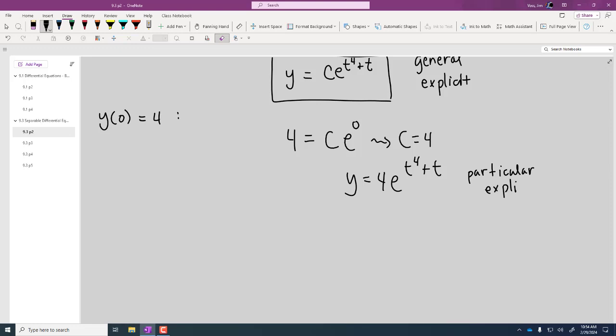Tower of exponents. Look at those. Not too bad, right? All of a sudden it really feels like a 2000 level class. They shove a lot into calculus.